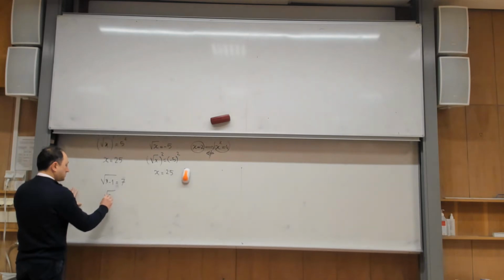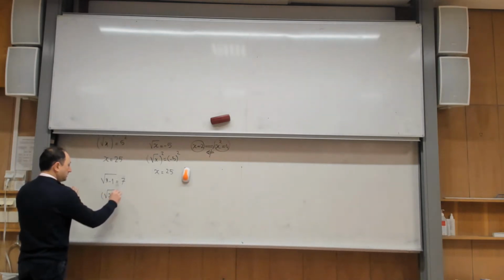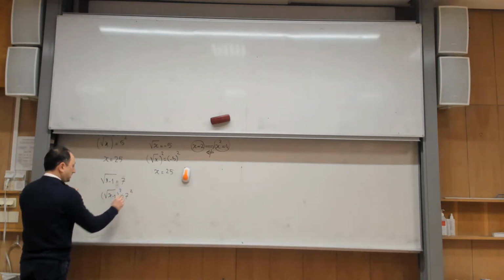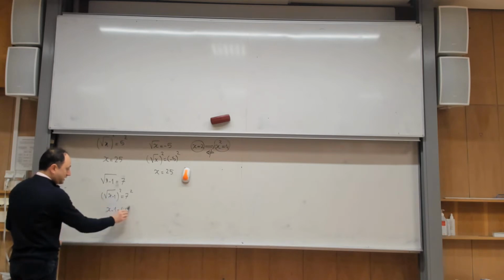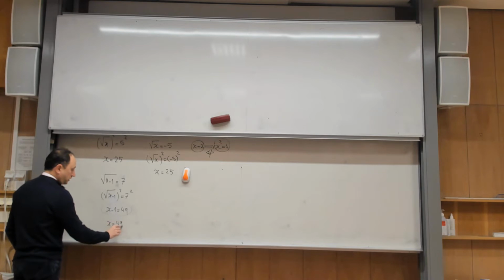Yes, it becomes (x minus 1) squared is 7 squared. And then this becomes x minus 1 is 49. You see, here you start solving this equation. And the answer becomes 49 plus 1. And the answer becomes 50.